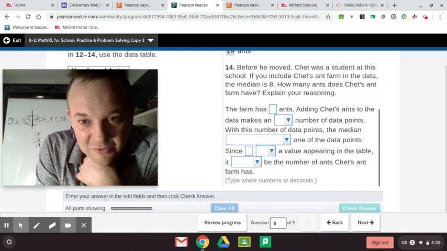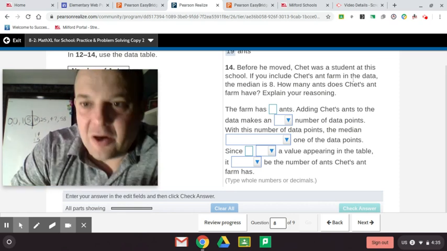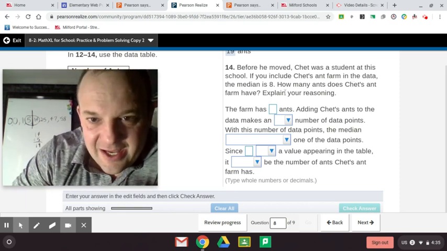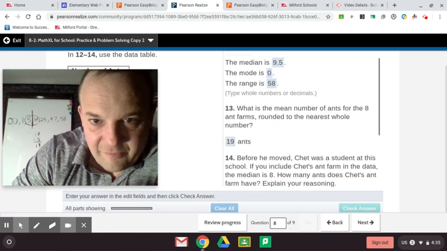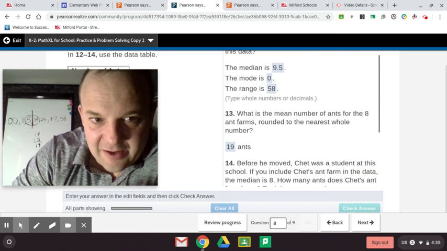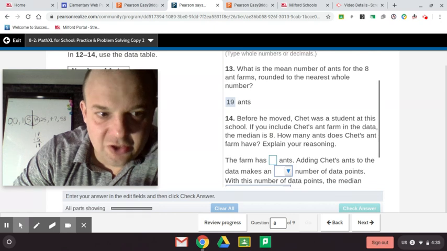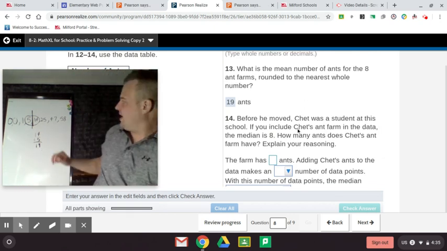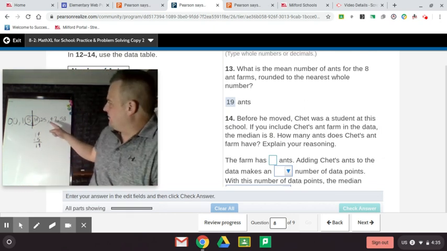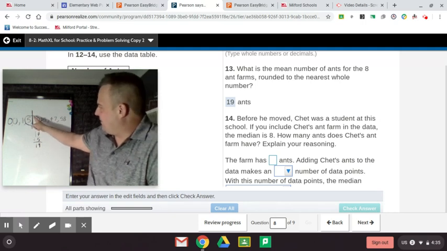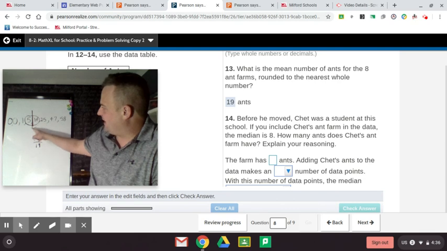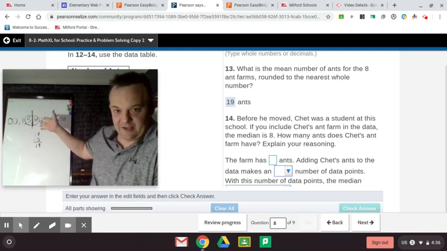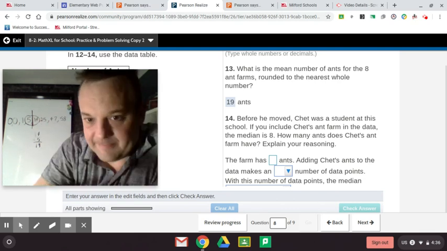Okay, before he moved, Chet was a student at the school. If you include Chet's ant farm in the data, the median is 8. So the median before was 9.5. So we're including Chet in here, and now the median is 8. So that means it would go right here, guys. The 8 would go right here. So that means his thing was 8.